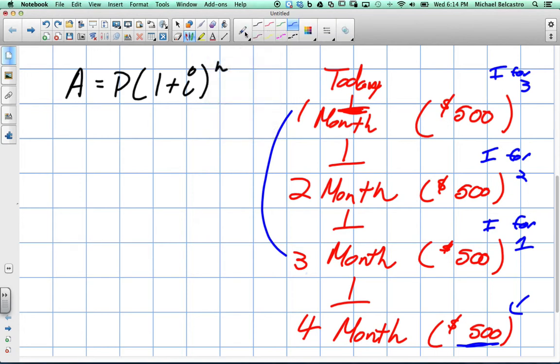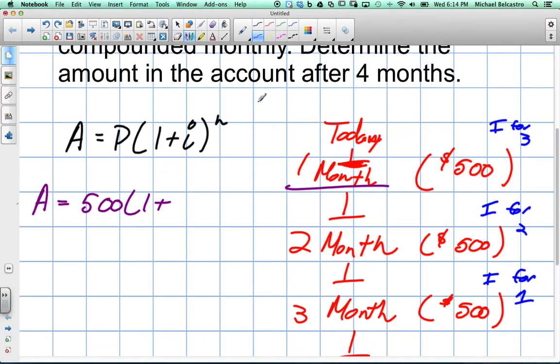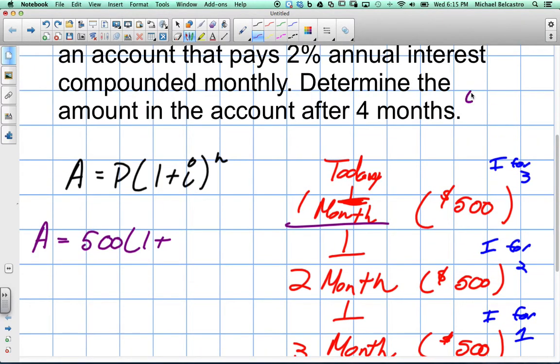So let's do the first one. We'll do the first one in purple, month 1. Our total amount is equal to the principal, which is $500, plus I. Now, I is going to be the same for everything, so let's do a quick calculation of what our I is going to be. I is actually the interest rate, which is 0.02, over the compound period, which is 12.